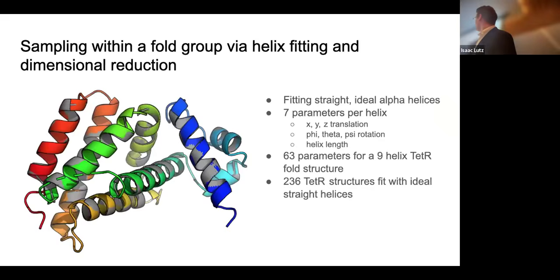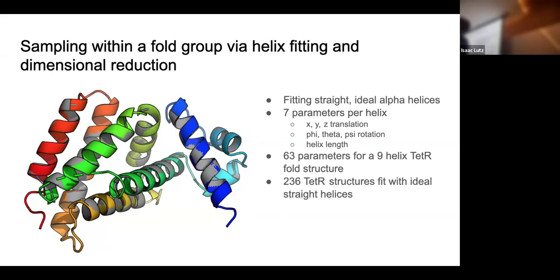This was early 2020. The idea here is still pre too much machine learning. The idea is, can we find a representation of protein folds that allows us to sample with this reduced dimensionality in order to generate novel samples within that fold space? And so how we actually do that is that we fit helices to a given fold space using a helix fitting method.